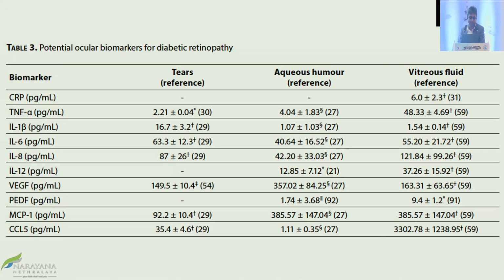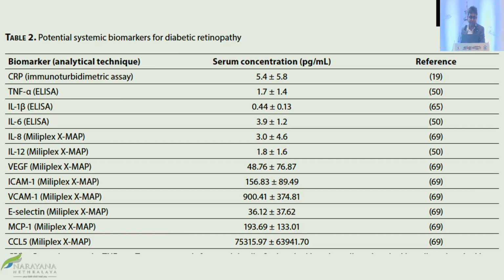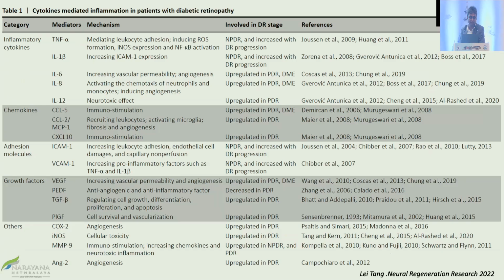diabetic retinopathy. So there are several studies and meta-analyses which have shown that these are the potential ocular biomarkers for diabetic retinopathy. Several others are there, but these are the important ones. And these are potential systemic biomarkers for diabetic retinopathy. So we can check these biomarkers even in blood, as well as aqueous and vitreous, as well as in tears.